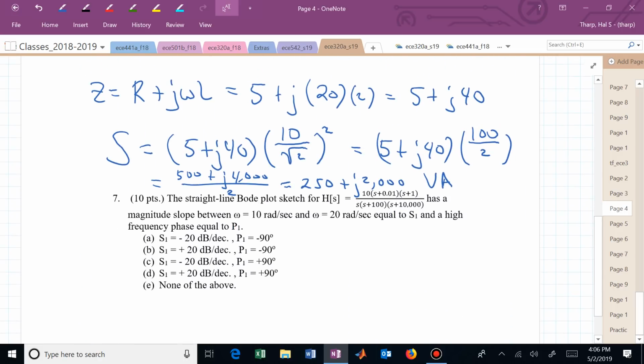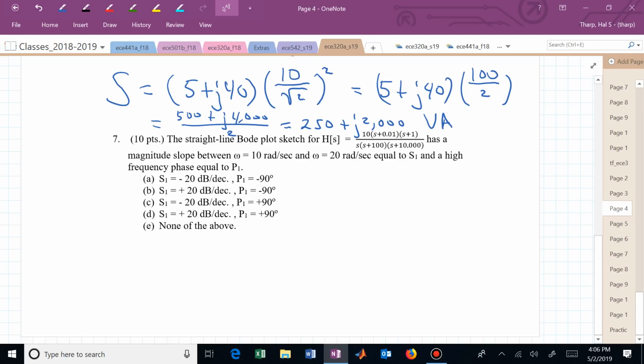Since we're on this page, do you want to try this Bode plot problem or not? The straight line Bode plot sketch for H of s has a magnitude slope between 10 and 20 radians per second equal to some value and a high frequency phase equal to some number p1. That's actually the quickest one to look for. What's the high frequency phase in this transfer function? What's high frequency?